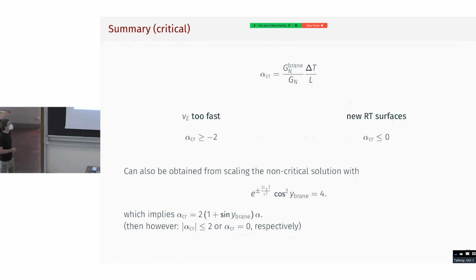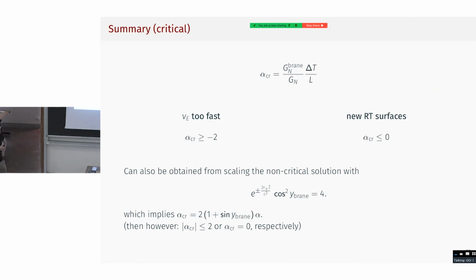So in summary, what we find is two bounds: if the entanglement velocity is too fast, alpha critical is bounded from below by -2, or from the new RT surfaces, alpha critical is bounded from above by 0. There's another way of obtaining these bounds. I just want to mention it here.